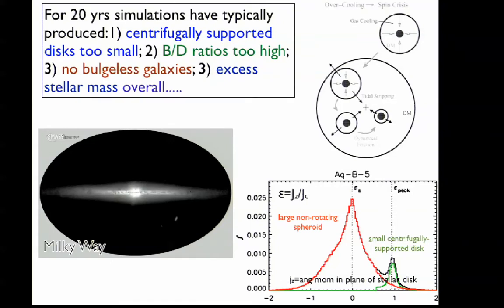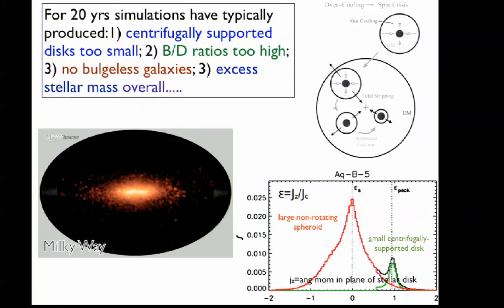This is not a simulation, that's the real Milky Way. This is how simulations looked a few years ago. This was a typical simulation of 1 million SPH particles. If you use SPH, they would produce systems that don't have enough angular momentum. The disks would be too small.